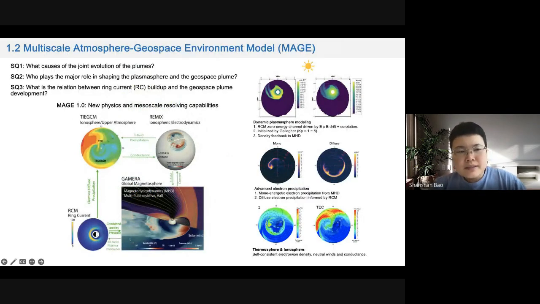To systematically investigate the development of the geospace plume, we employ the newly developed MIT-coupled model, multi-scale atmosphere geospace environment. Basically, you can see there are four major components of it. First is a global MHD coupled with a ring current model, the Rice Convection Model.